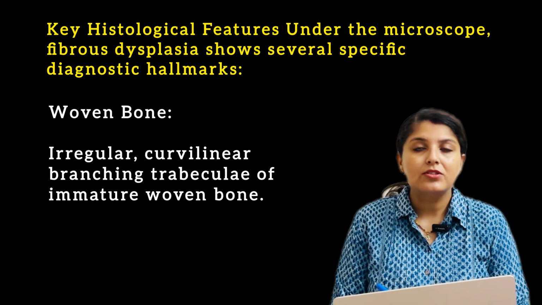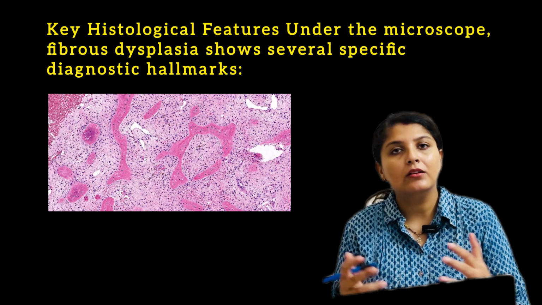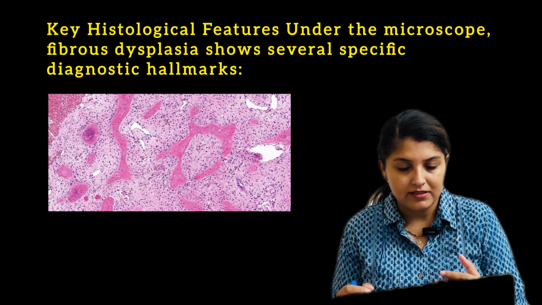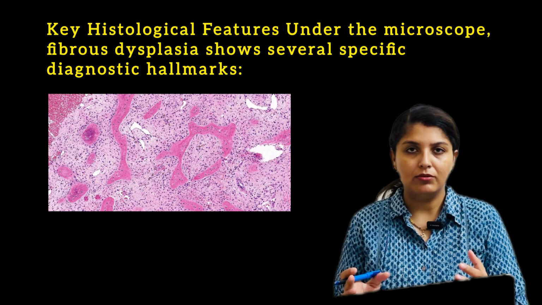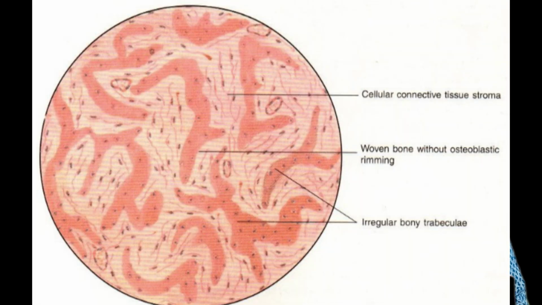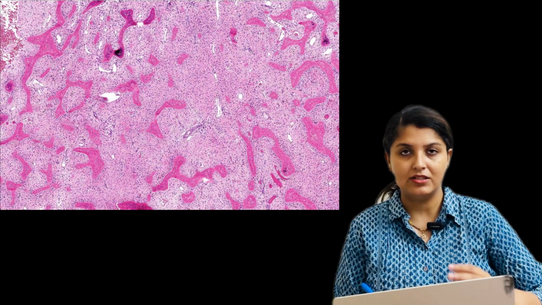Also, one thing to keep in mind is that in a normal bone the bony trabeculae are well organized, right? But in fibrous dysplasia, the bony trabeculae are irregular, fine? They are abnormal. They are irregular bony trabeculae and they are very much scattered throughout the lesion, fine?